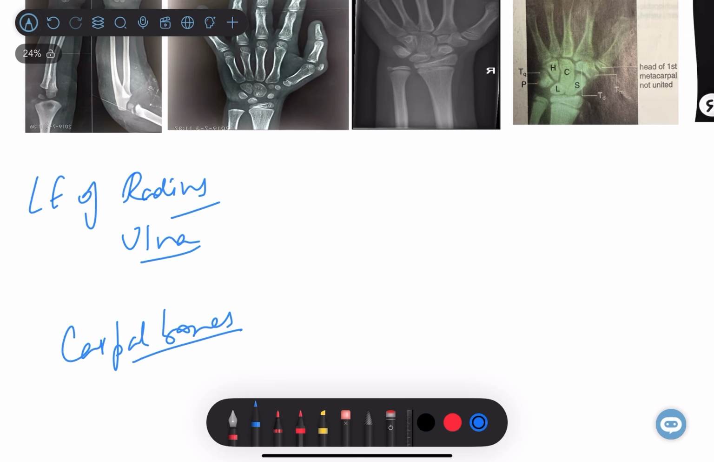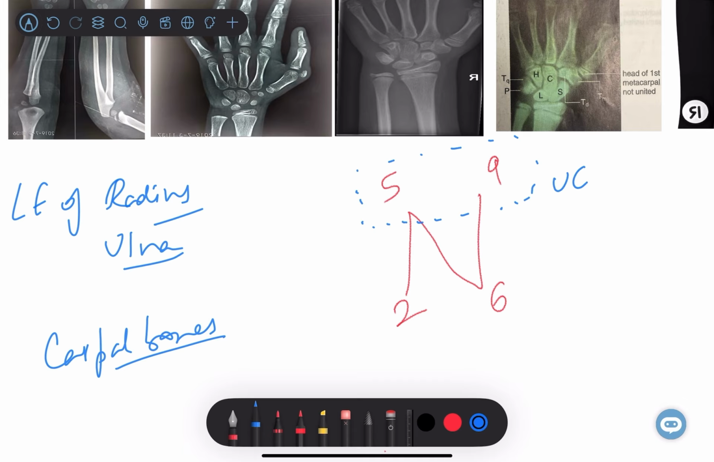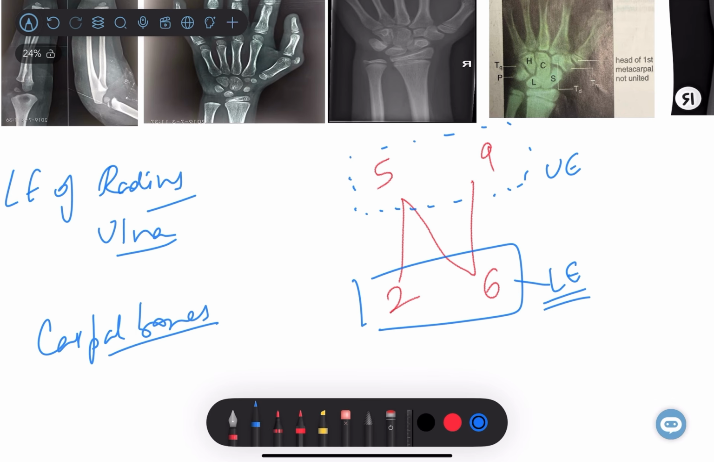To remember the ages of appearance of ossification centers of radius and ulna, there is a simple trick for that. We need to make an N: 2, 5, 6 and 9. So 5 and 9 are the upper ends of radius and ulna, whereas 2 and 6 are the lower ends, which are important for us in this particular video.